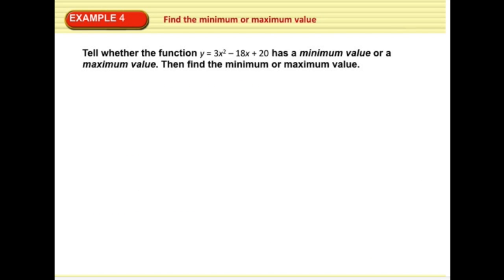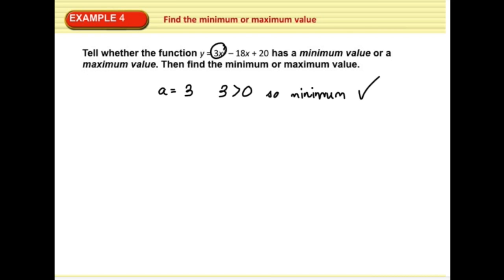Example 4 says tell whether the function y equals 3x squared minus 18x plus 20 has a minimum or a maximum value, then find the minimum or the maximum value. This is just comparing your a. So in this particular problem, my a value is 3. 3 is greater than 0, and so my graph is going to have a minimum value. So I have a minimum. Okay? Then it says find the minimum or maximum value.